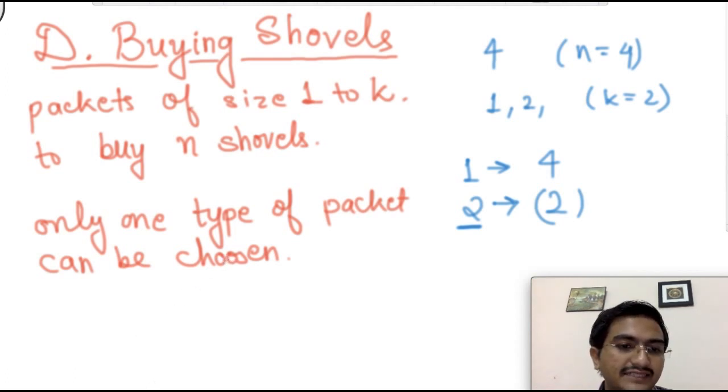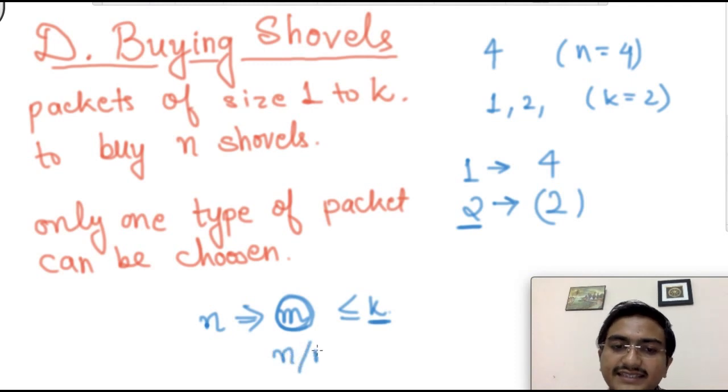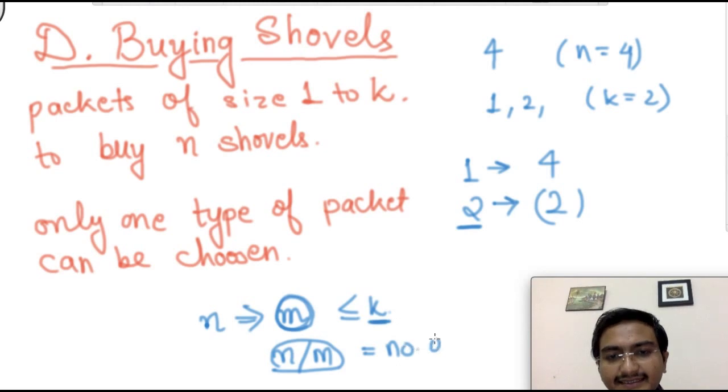So basically you have to just find a factor of n, suppose the factor of n is m, and m is less than equal to k. So you have a packet which has m shovels in it, and then what you have to do is just minimize n by m, because this is nothing but the number of packets. You have to just minimize the number of packets.